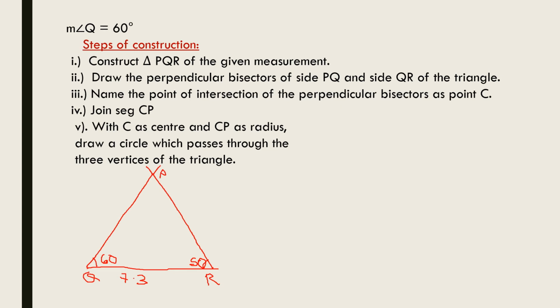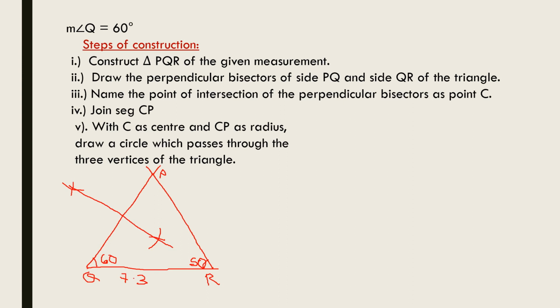And next, draw the perpendicular bisector of side PQ and QR of the triangle. First draw the perpendicular bisector of side PQ. With the compass pointer pointing to P, more than half, draw the arcs on two sides. And here also with the compass pointer pointing to Q, more than half, the same radius, draw the arcs on two sides. These two arcs intersect; join them. This is the perpendicular bisector of PQ.